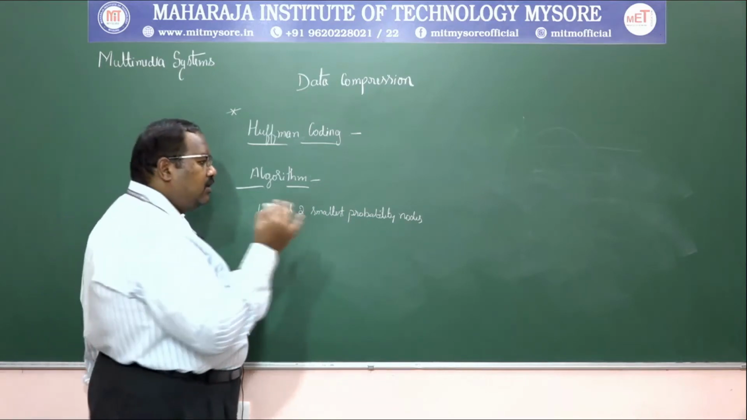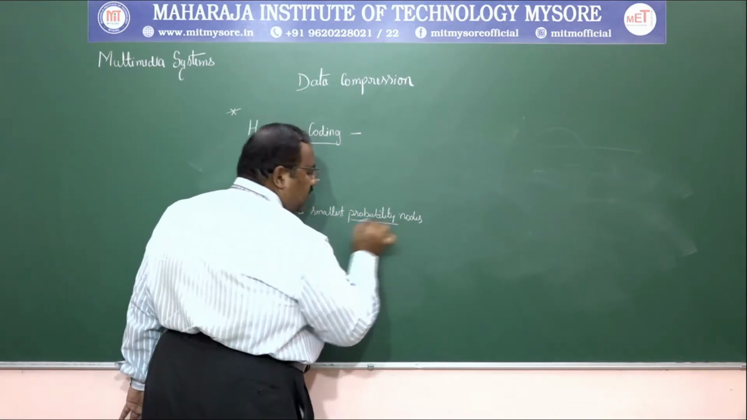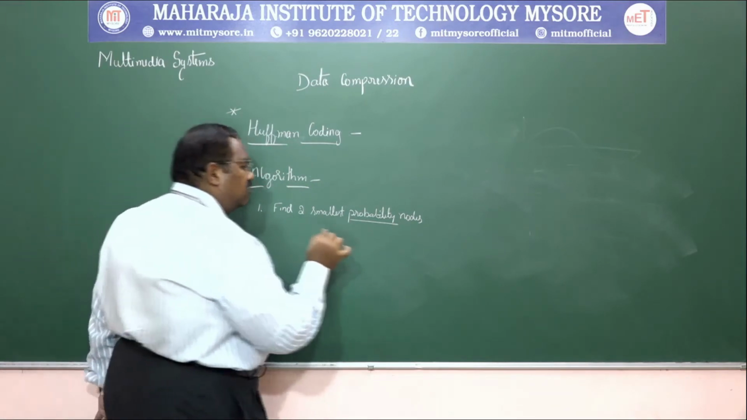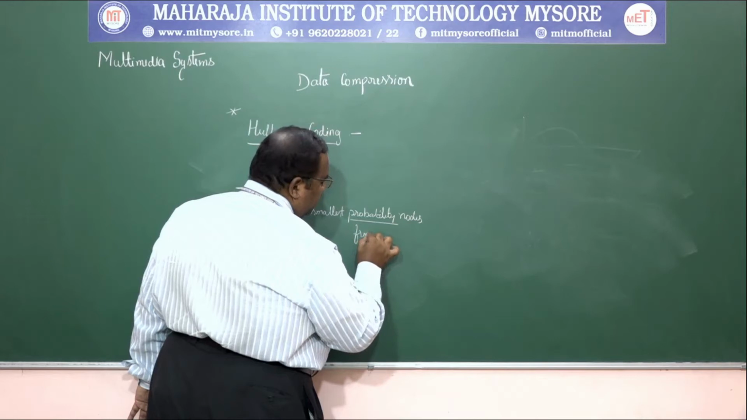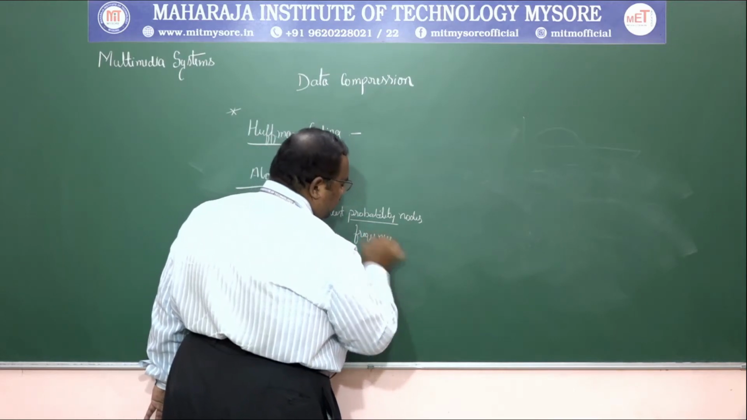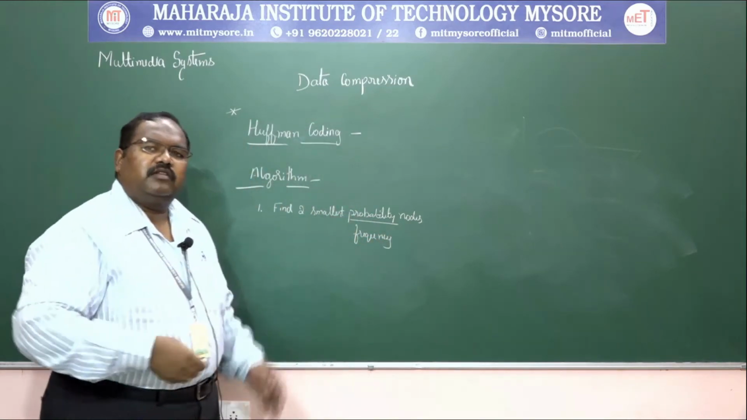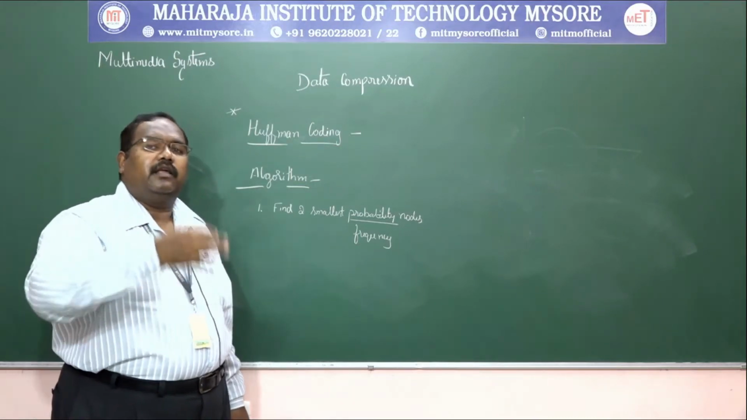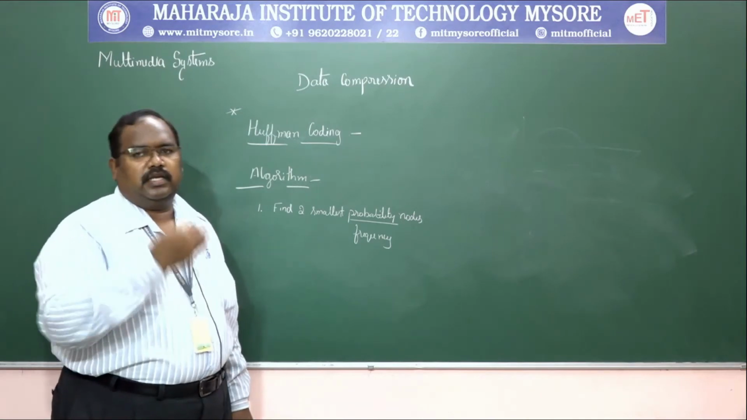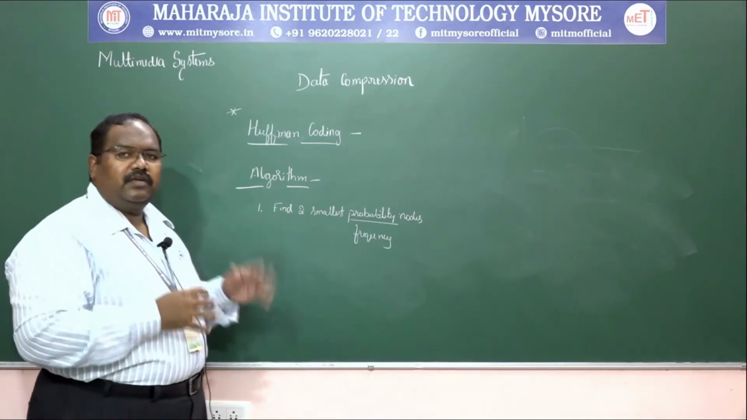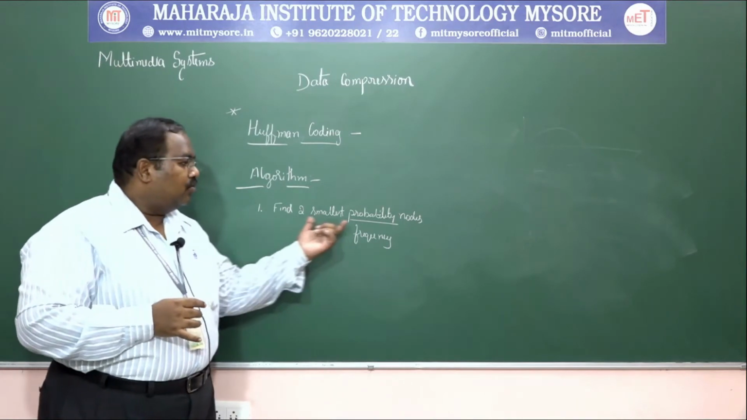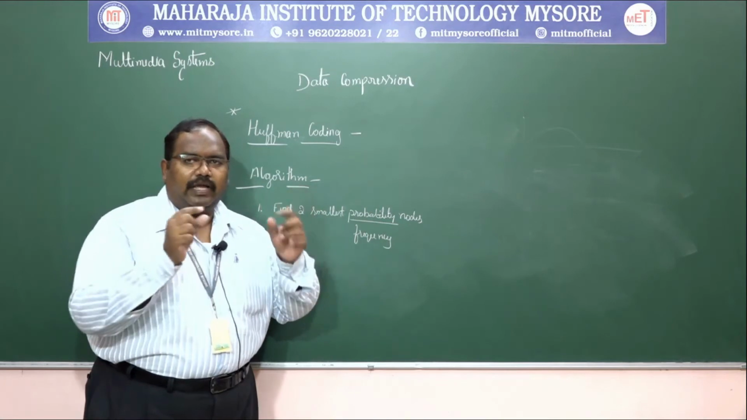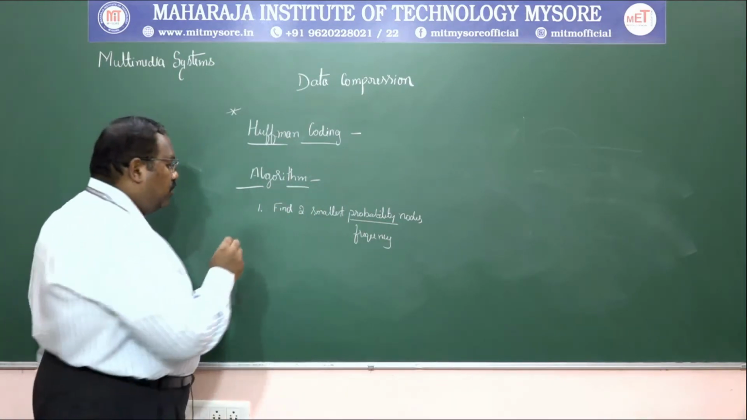In some question papers, instead of using the word probability, I have even seen them using the word frequency. Like most frequently occurring nodes, or more probability of occurring. So both carry a single meaning. The first thing is, in a given set of sequence, find the two smallest or the two most frequently occurring valued nodes. Second one, what to do?